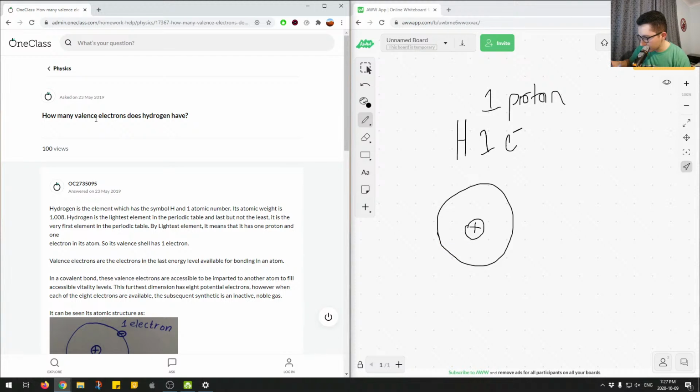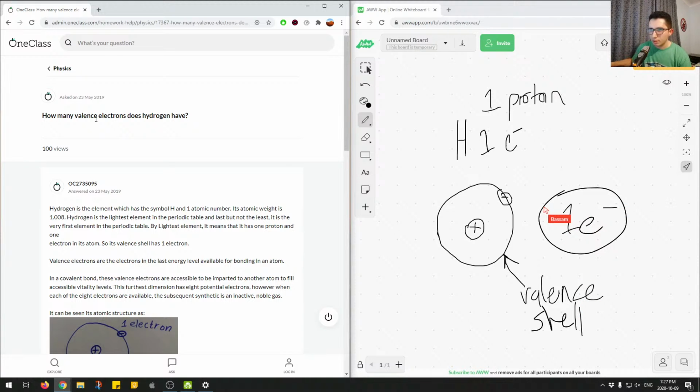The first shell can hold 2 electrons, and in this scenario we only have 1 electron. Since we don't have any more shells after that, the first shell holds 2 electrons, and the one after that would hold 8 electrons. So we only have 1 electron in the valence shell. If they asked us for, let's say, helium, it has 2 electrons, which would give you 2 electrons in its valence shell.